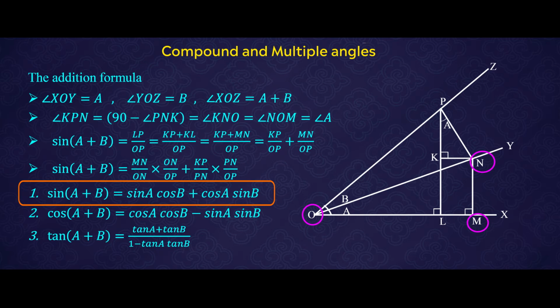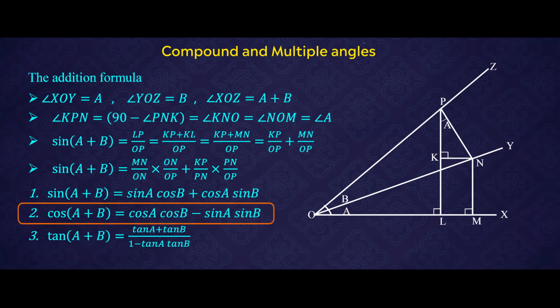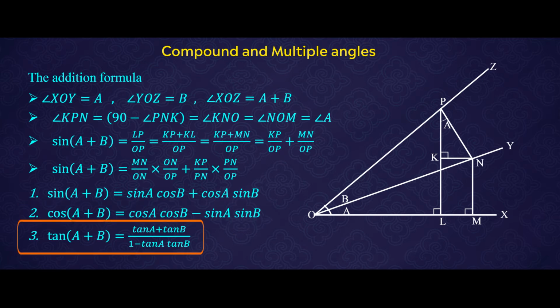Similarly, a similar type of derivation will be done here, and for cos you will get cos A plus B is cos A cos B minus sin A sin B. Tan A plus B is equal to tan A plus tan B divided by 1 minus tan A tan B. This is a very simple formula for compound and multiple angles under the addition formula.